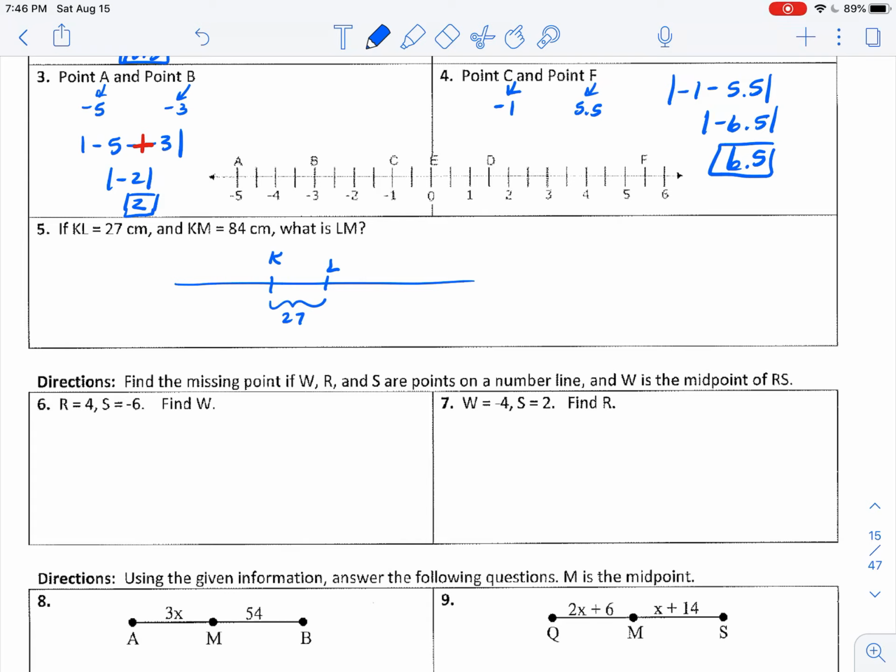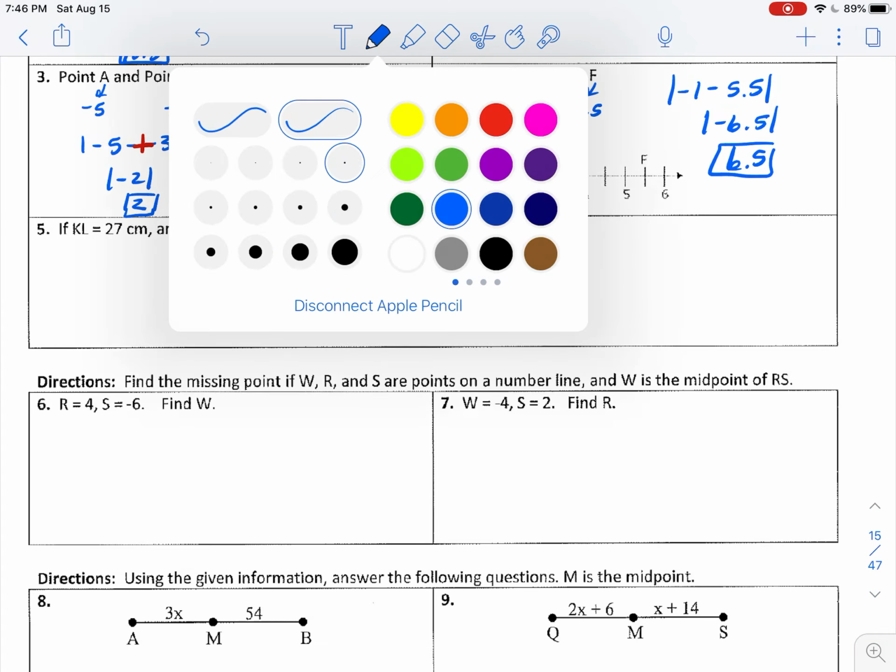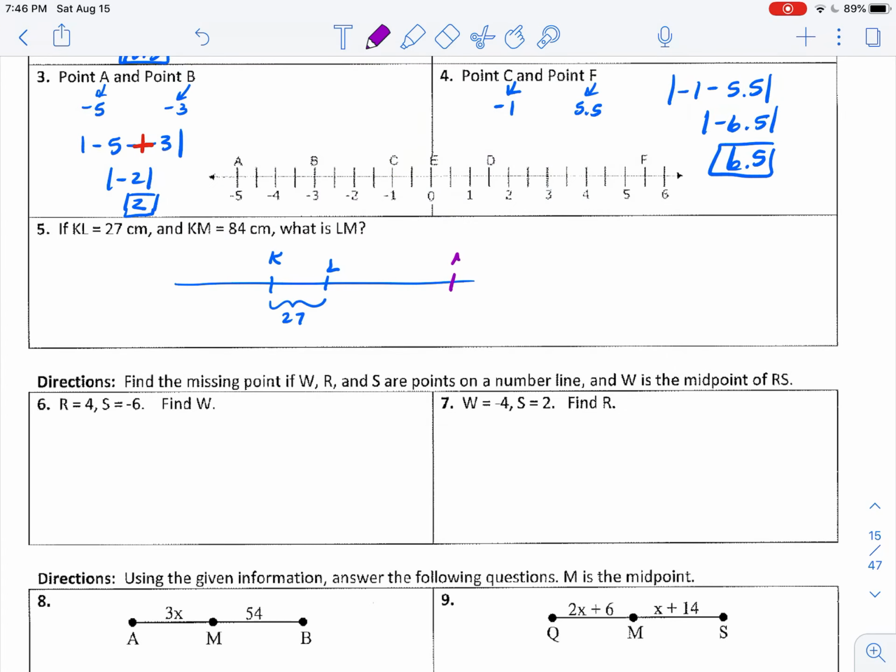Okay, and then we know that KM is 84, but it doesn't tell us. Is M over here? Because that could be a possibility, 84 units this way. Or is M on the other side? And from K to M, you know what, let me change the color there so we can just see it. Let's put M over here, and it's not drawn to scale, so maybe this is 84. So we actually have 2 answers in this case because it doesn't specify that L is between.